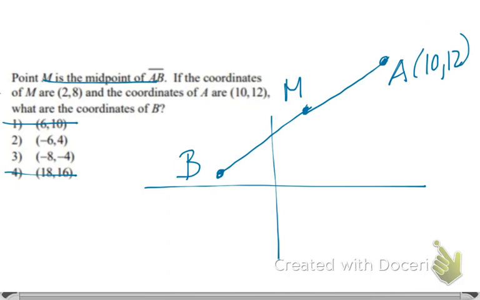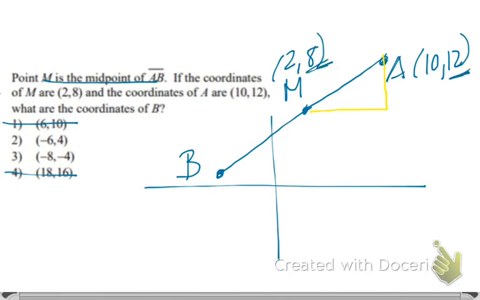Okay, so the easiest way for you to figure out how to do this is to say, okay, how did I go from A to M? Let me just get another color. Okay, to go from A to M, so let me just write the coordinates for M for a minute. I should have done that before. 2, 8. Okay, so I was at 12 and I went down to 8, so that means I went down 4. And I was at 10 and I went to 2, so that means I went left 8.